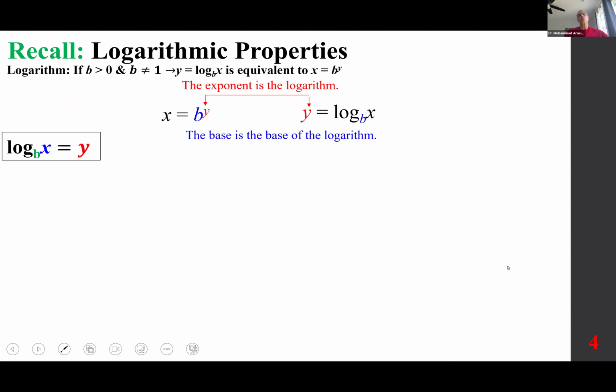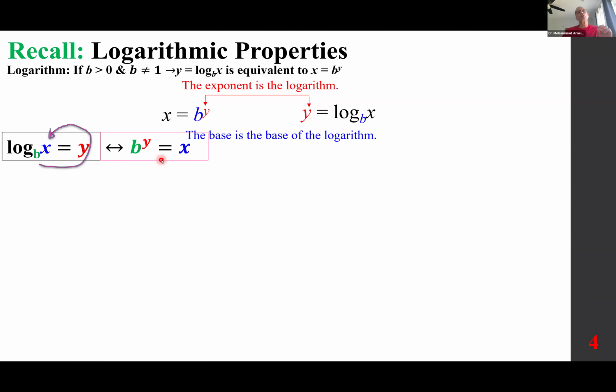Now, I want to remind you of what we have learned in algebra regarding logs. So, we are looking at log x base b equals y, and the base b must be positive, can't be 1. And y equals log x base b is equivalent to x equals b to the power of y. Notice, as we look at these two cases, they have the same exponent and the same base. Now, to have a better understanding of this, let's look at this arrow, and therefore b to the power of y equals x. These two are equivalent.